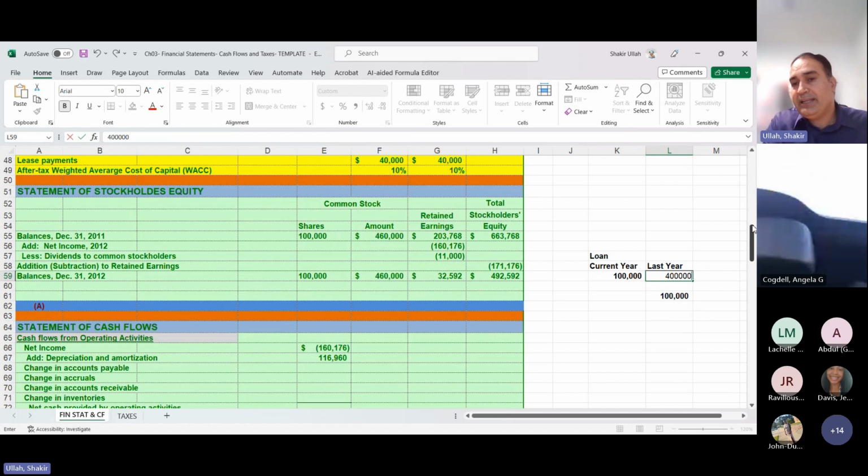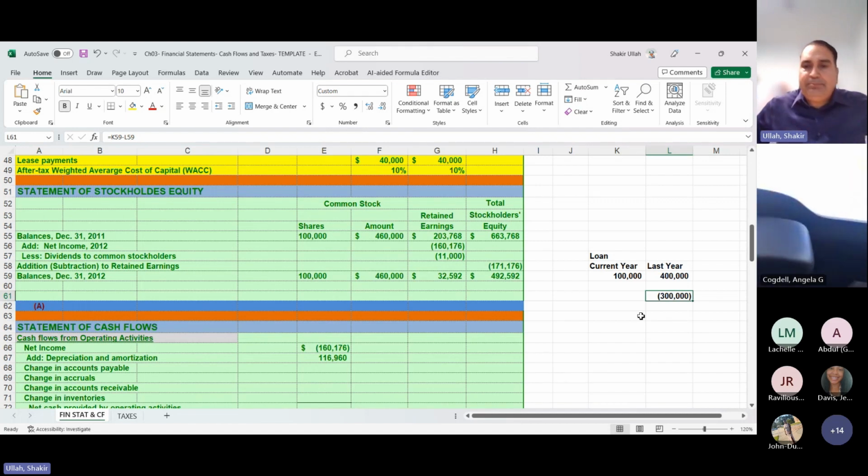And this year, your balance has gone down to 100,000. What does that mean? How can this loan balance go down from 400,000 to 100,000? The only possibility is that you paid it. You paid 300,000 of your loan in the last year, and that means your cash flow has decreased. Your cash has decreased by 300,000 because you have paid out a liability. So that means if a liability increases, it is a cash inflow. And if the liability decreases, that's a cash outflow.